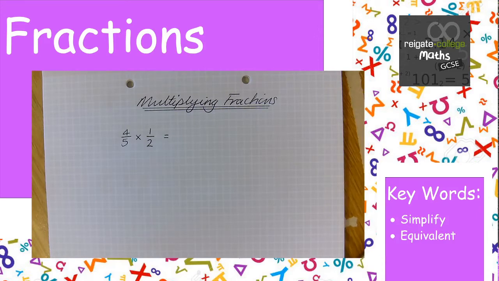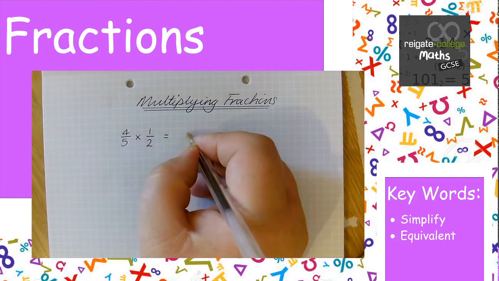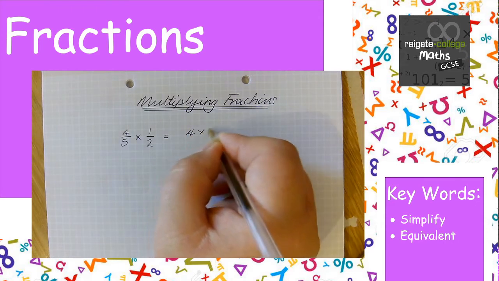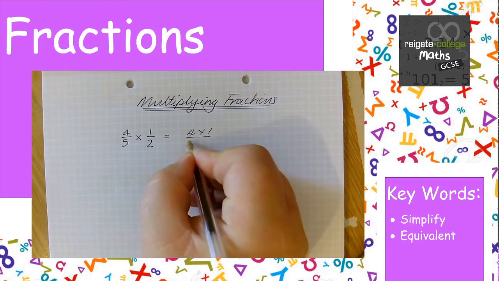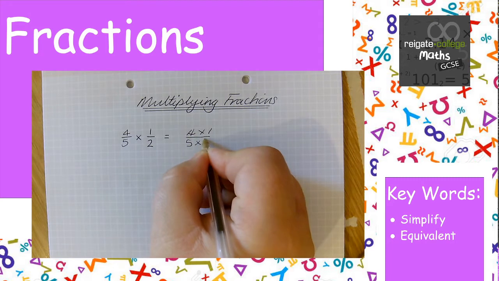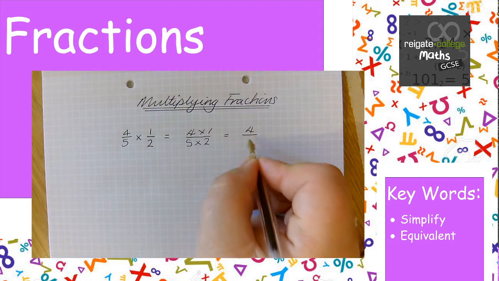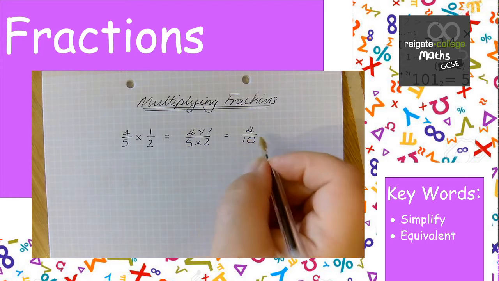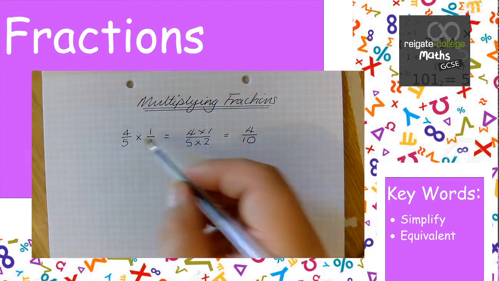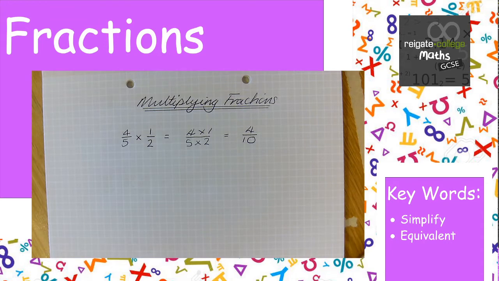The easiest function to perform when looking at fractions is multiplying. If I want to multiply 4/5 by a half, I'm simply going to multiply the numerators together and multiply the denominators together. 4 times 1 is 4, 5 times 2 is 10. 4/5 times a half is 4/10.